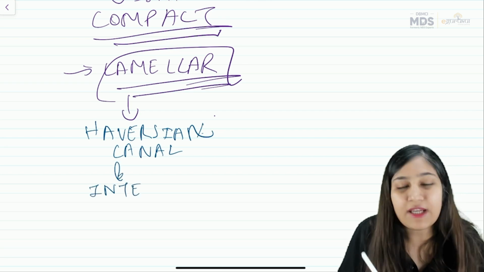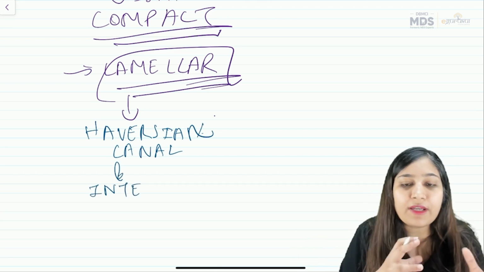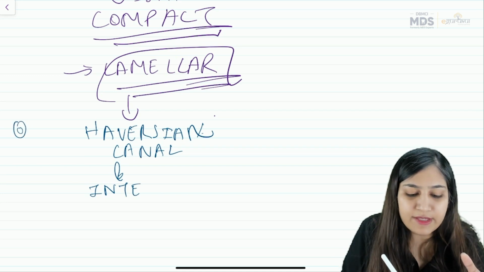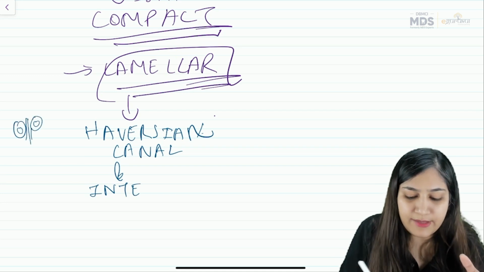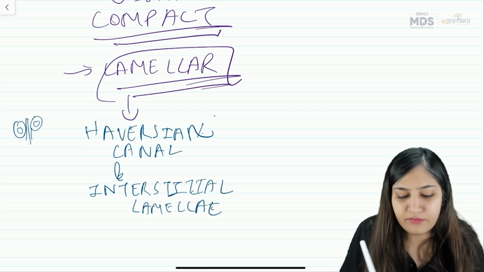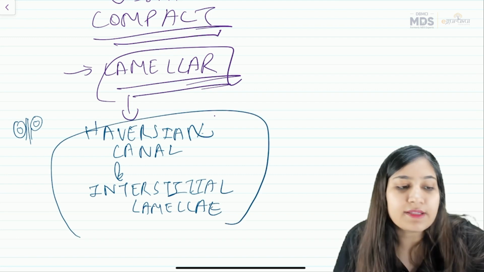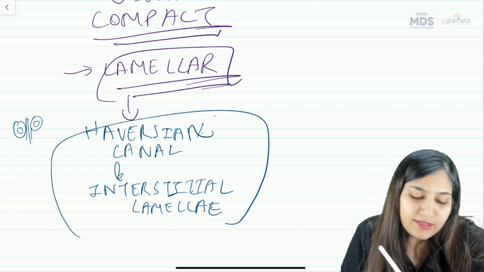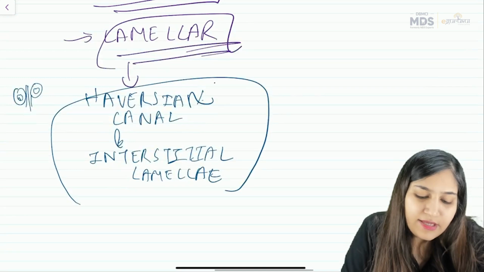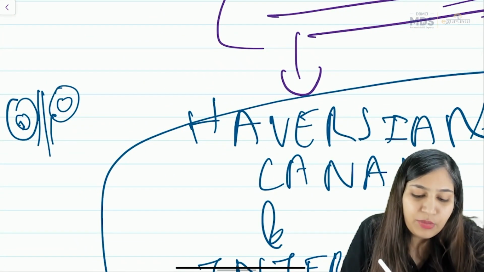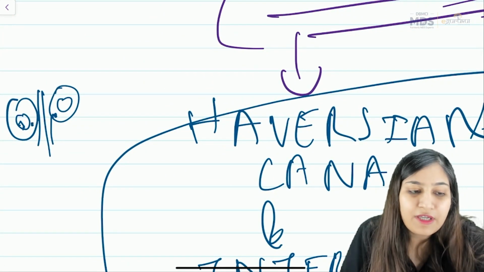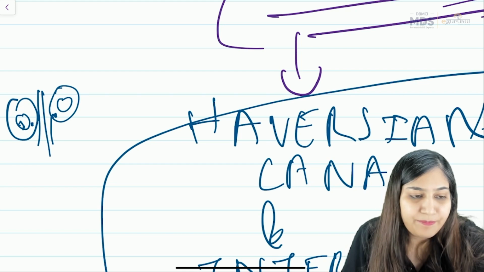What was interstitial lamellae? Between two concentric lamellae. Interstitial lamellae was present between two concentric lamellae. So it is mainly lamellar, consisting of Haversian canal. The central portion is the Haversian canal, and between two concentric lamellae we have our interstitial lamellae.